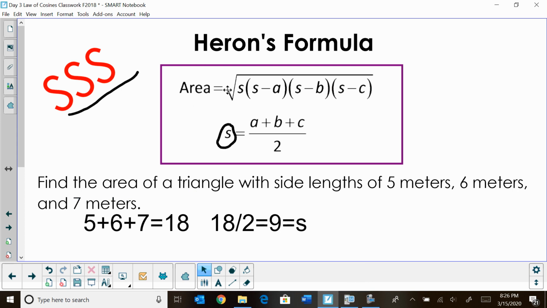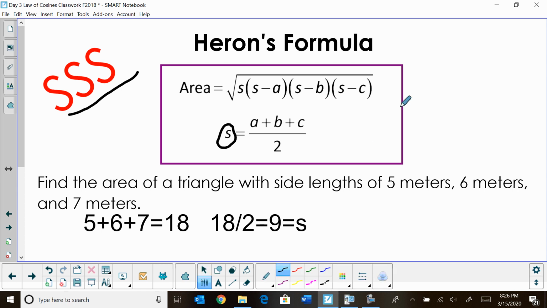Heron's theorem is just the square root of 4 items. The first item is just the value S, which in this case is 9. Then S minus A. I'm going to subtract each side from S, so I'm getting the difference. S minus A is 5. Then S minus B, which is 6, and S minus C, which is 7. I'm going to multiply those 4 quantities together, and then take the square root.